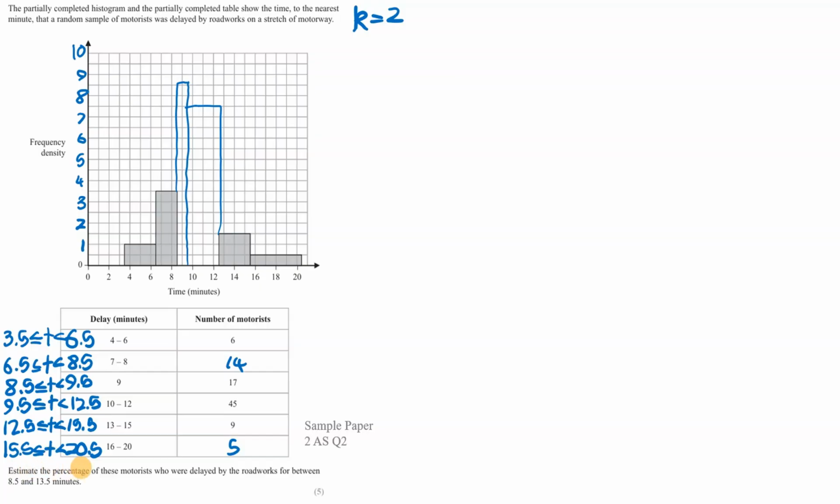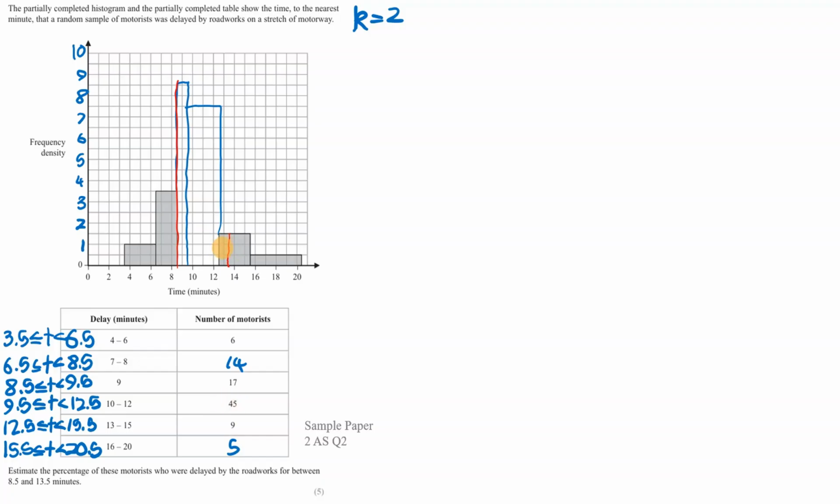Okay, so we need to estimate the percentage of these motorists who were delayed by the roadworks for between 8.5 and 13.5 minutes. So if we look at the histogram, 8.5 starts here, and 13.5 is here. Okay, so we're interested in this area here. Now we have this bar here, which is the 9 bar, and we know this has a frequency of 17, and we have this bar here, which has a frequency of 45.